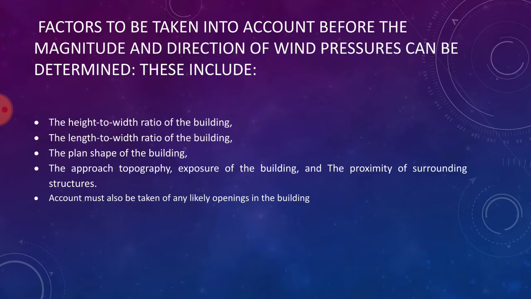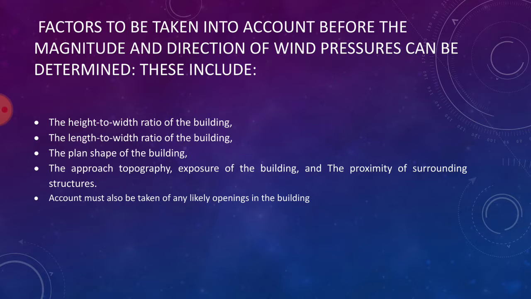Next, the approach topography, exposure of the building, and the proximity of surrounding structures. Basically, topography of any land means the shape of the land. This would also incorporate any slopes the land may have, and this affects the wind pressure, because if you have a slope or a hill in the land, it would kind of mitigate the pressure of the wind.